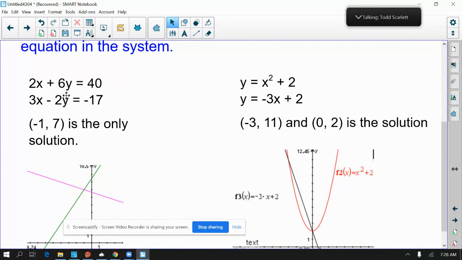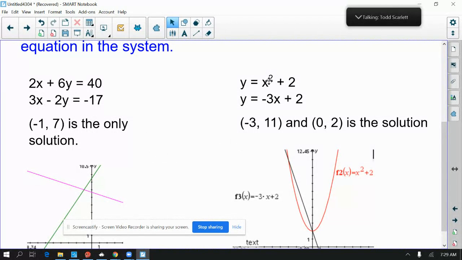Negative 1, 7 is the solution to this. Because if I plug in negative 1 for x and 7 for y, this will become negative 17. This will become positive 40. So the ordered pair has to satisfy both equations.